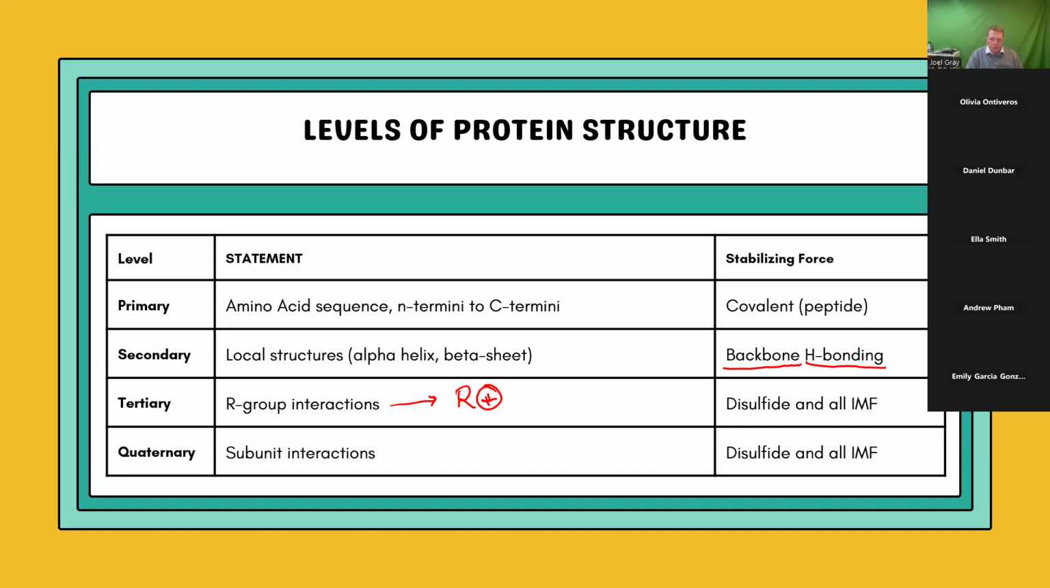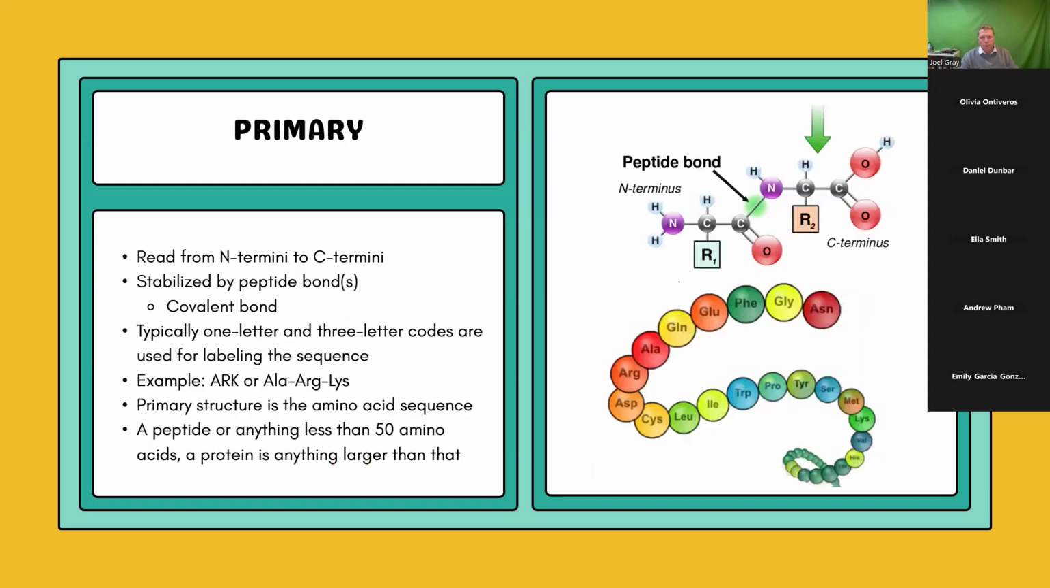Now, I bring up hemoglobin, which I will sometimes refer to as HB, because hemoglobin is made up of four proteins that fold together. It's four different subunits that fold together to make one protein. Now, we've talked about the primary structure a pretty good amount.